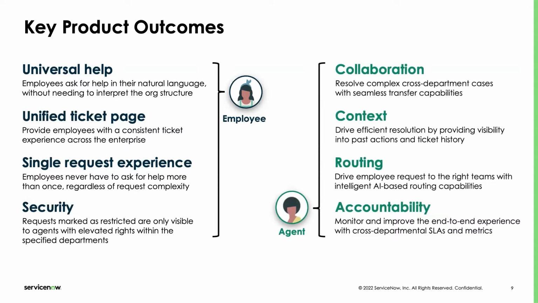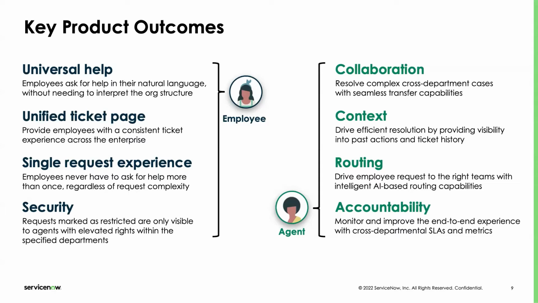Now, for the agent, with universal requests, it is looking to promote collaboration because now you have cross-departmental tasks that can be resolved by agents simply transferring the ticket to the right department, and they can continue on the work that the previous department has done, right? That's one. The second thing is the context is always there because universal request once opened has the entire life cycle, irrespective of whether it has been transferred or not transferred.